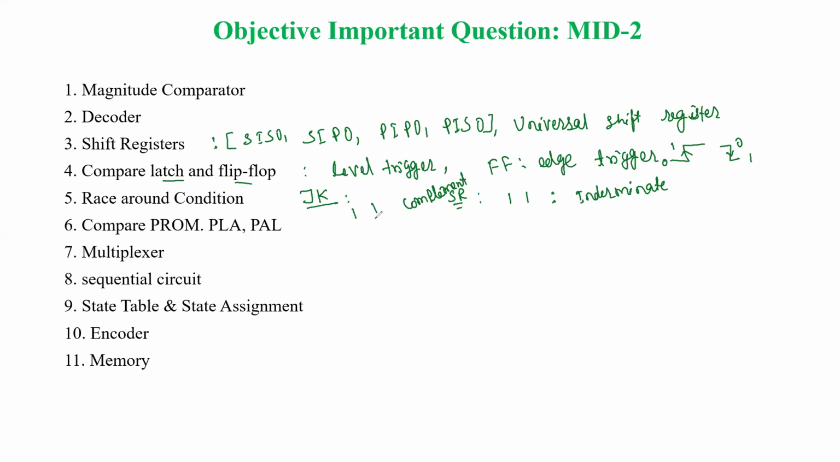Like we are having some race, I will come forward, I will come forward like this. There is a race between Q and Q bar. They are being complemented very fast for the condition 1, 1. So this condition 1, 1 you should mention, where J is 1 and K is also 1.